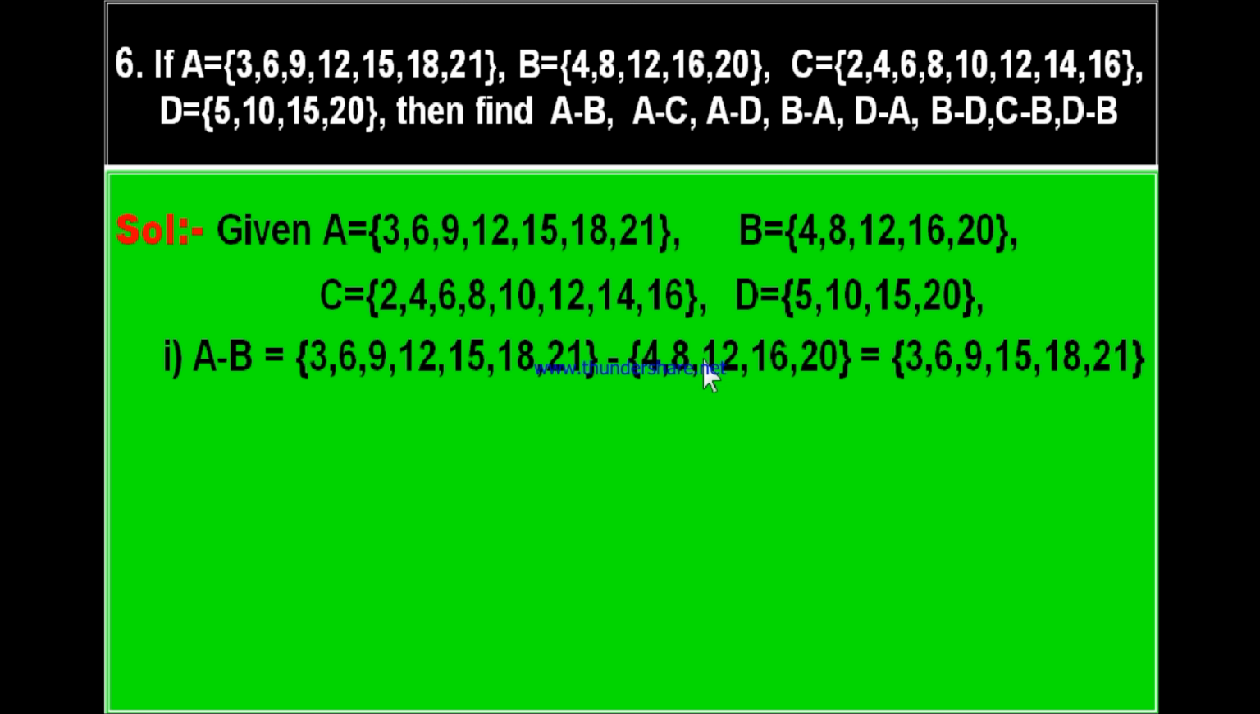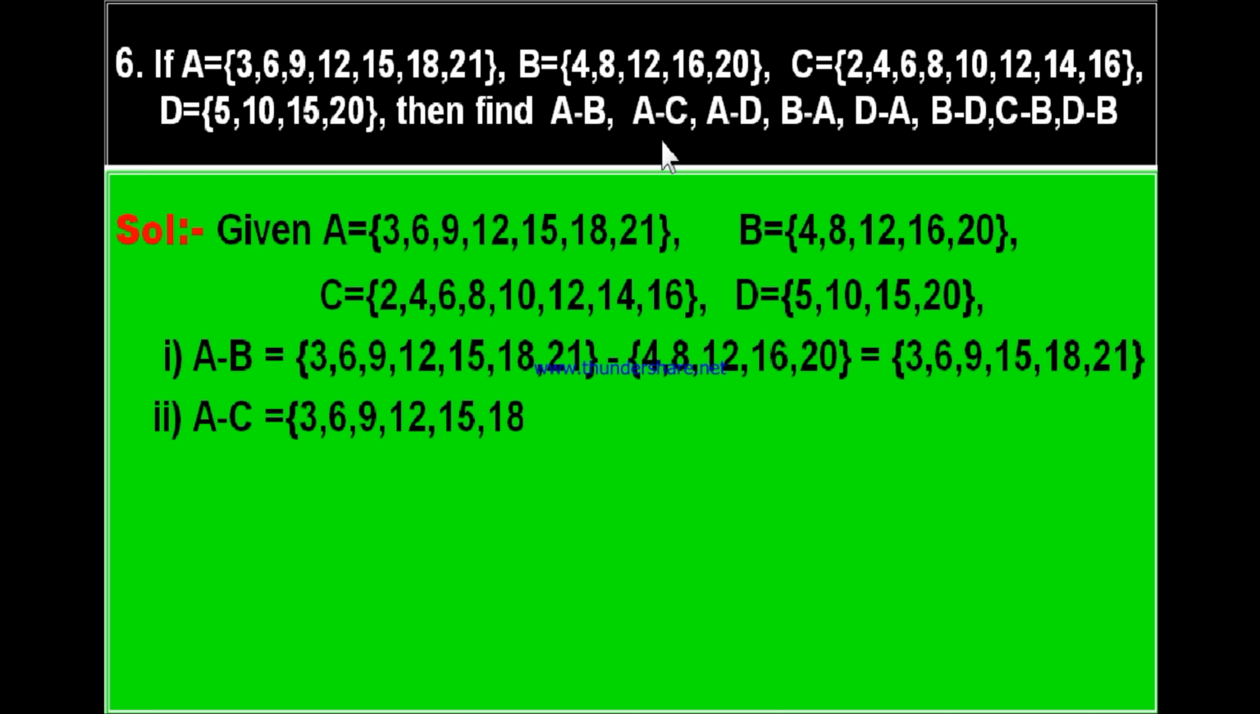Now in order to find A minus B, you have to consider the elements that are present in the first set only, which are not in the second set. If you find 3, you can find 3 in the first set and there is no 3 in the second set, therefore write 3. Next 6 is not in the second set, therefore write 6. 9 you could not find in the next set, write 9. 12 is present in the next set, therefore don't write it. 15 is not there, therefore write 15. 18, there is no 18 in the second set, therefore write 18. 21, you could not find 21 in the second set, therefore write 21. Then A minus B is equal to set of 3, 6, 9, 15, 18 and 21.